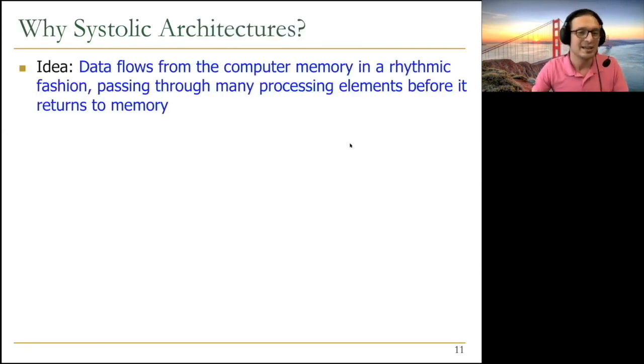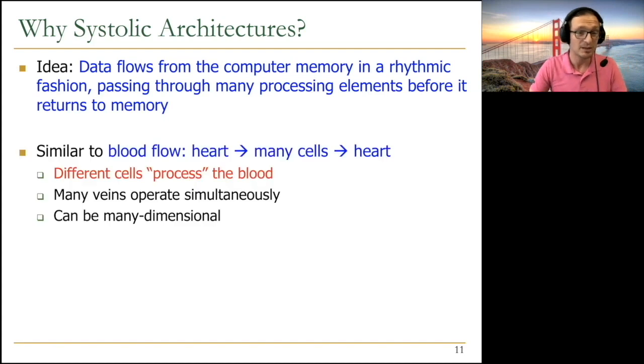So basically, the other way of phrasing this idea is data flows from the computer memory in a rhythmic fashion, passing through many processing elements before it returns to memory. So you need to orchestrate the data, and we will see what this means. So similar to blood flow, the heart pumps data into many cells, and many cells return the data to the heart, and this keeps going on and on, essentially. And different cells process the blood. Many veins operate simultaneously, and this can be many dimensional also.